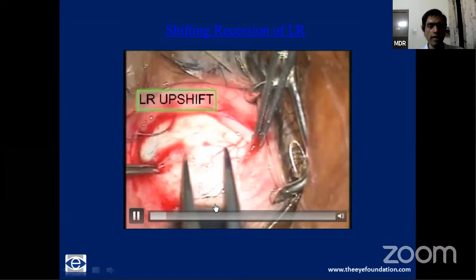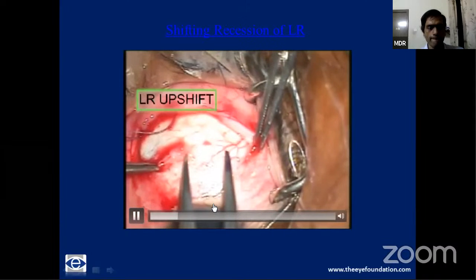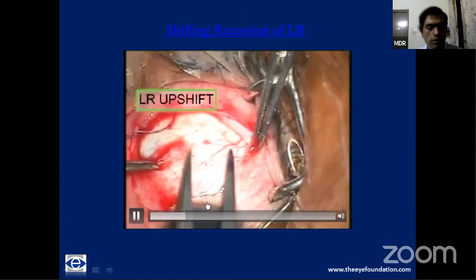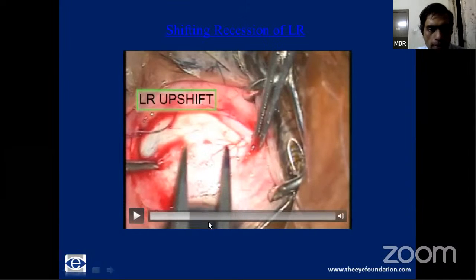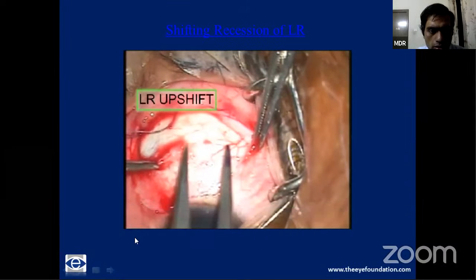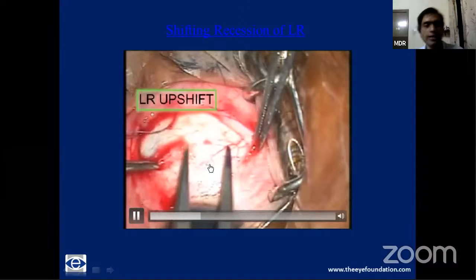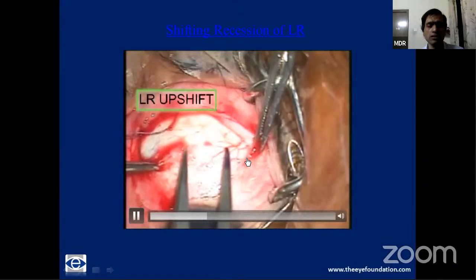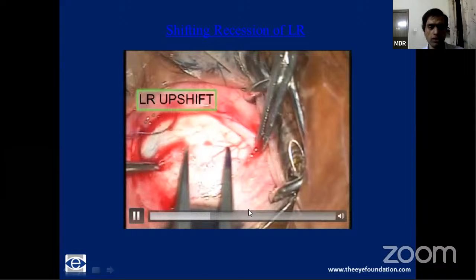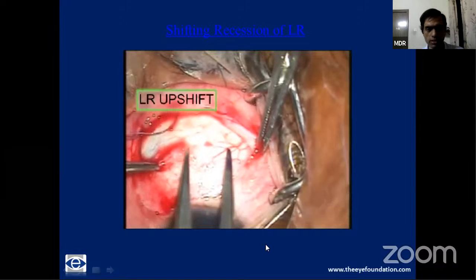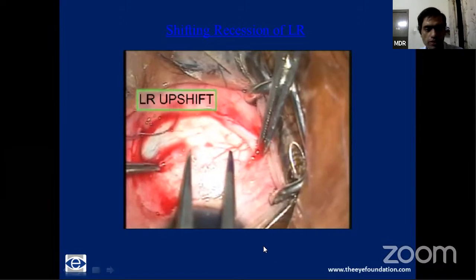So this is how you do an upshift of the muscle. So you mark it concentrically and measure perpendicularly.